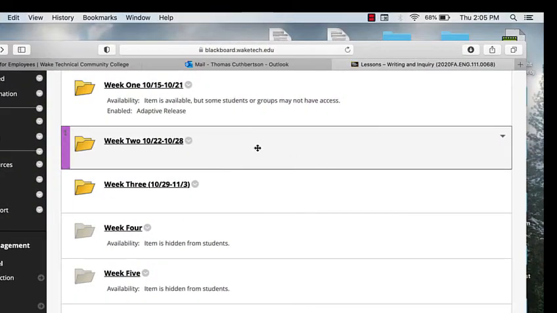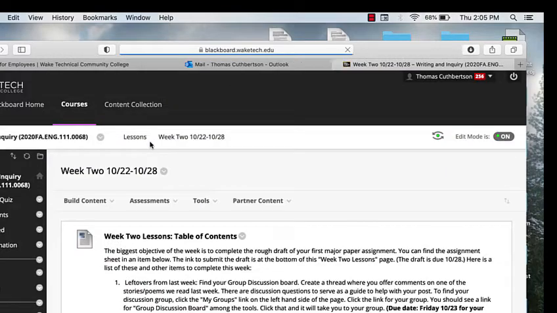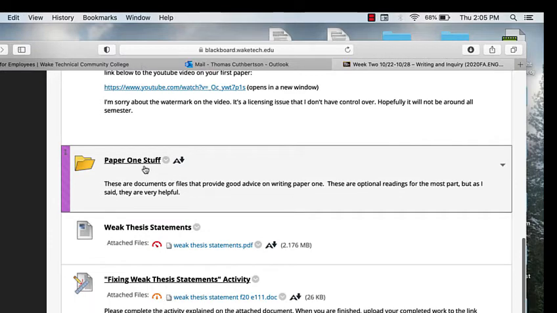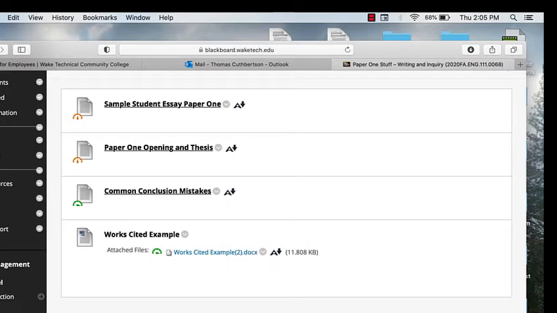The first thing I want to point out are the resources on Blackboard that are available to you as you make revisions to your final draft that are due this Sunday. If you'll remember, when you look at the assignment sheet in week 2, there was also this folder entitled Paper 1 Stuff. If you don't want to go back to the week 2 lessons, you can also find it under course resources. But this is a folder that just has several things that hopefully you've gone over or read that explain some important information about how you might go about revising your final paper.